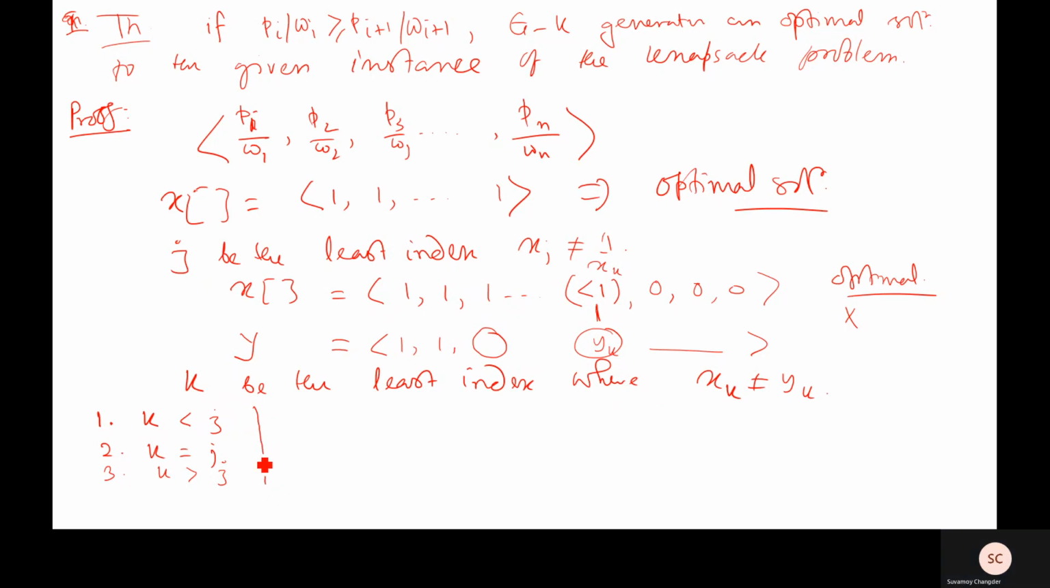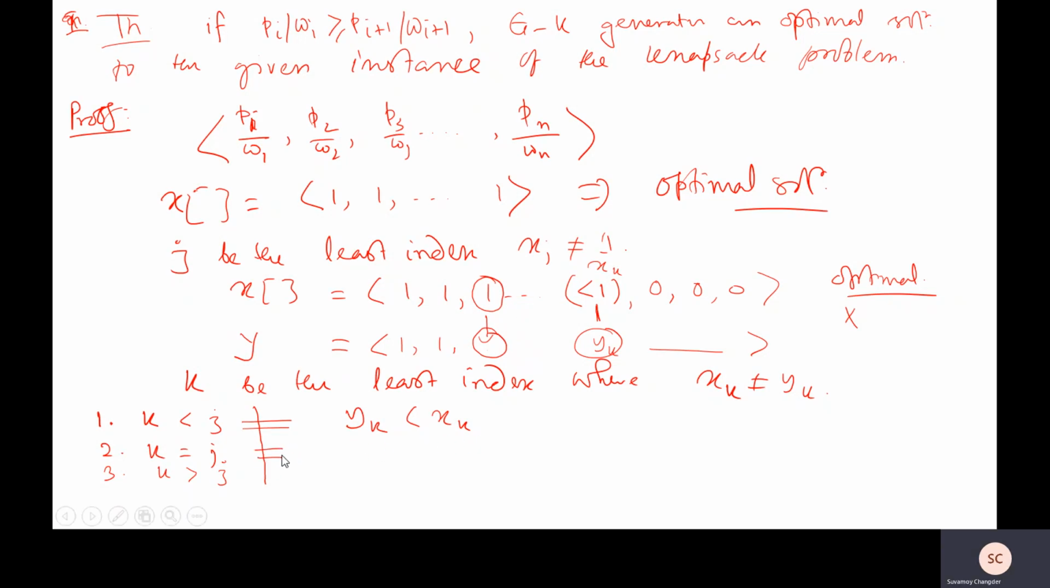Then what will be the situation? Let us say k is less than j. So that means it differs here, okay. Now if it differs here, can it be greater than 1? Never. So if yk differs before j, then yk must be less than xk, because it cannot exceed the value of 1, and the value of xk is 1, therefore yk must be less than xk.